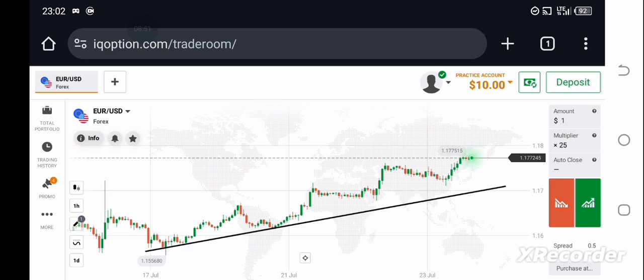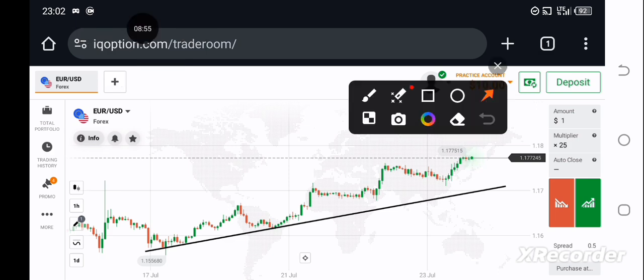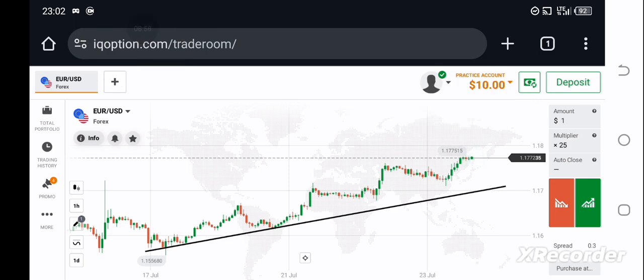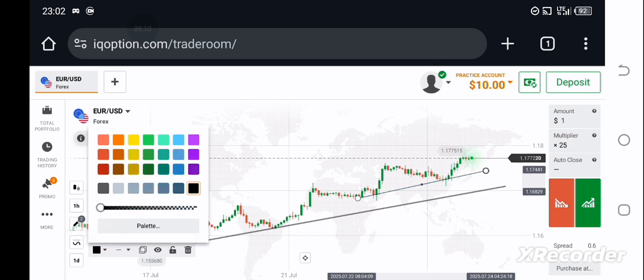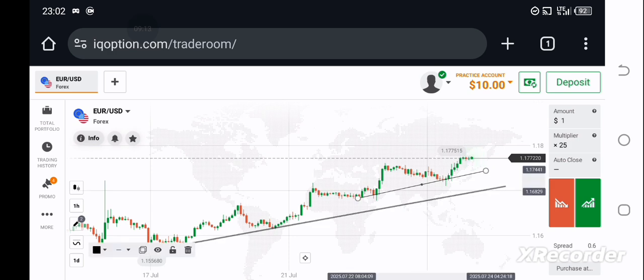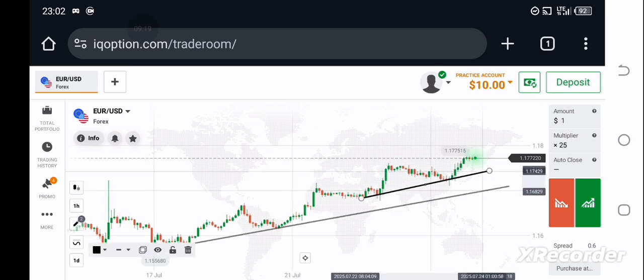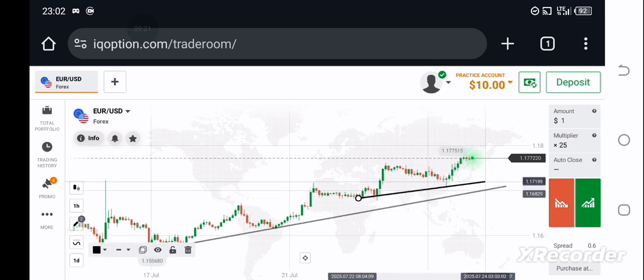All right, so looking at this again, as a professional, what am I going to do here? I'm seeing another trend line formation here. I'm seeing another trend line formation. So you can see this is also a trend line.